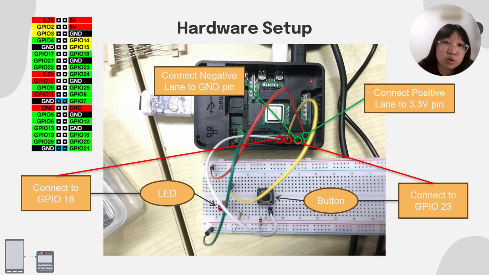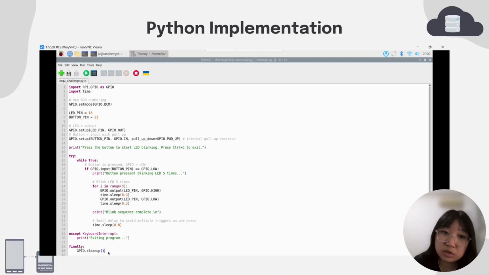So overall, when the button is pressed, the program will begin and the LED will blink 5 times. Then it will stop. When we press again, it will blink 5 times again, until we end the program. So this is the pattern of the research challenge. In this case, we have set the LED to 18 and the button to 23.